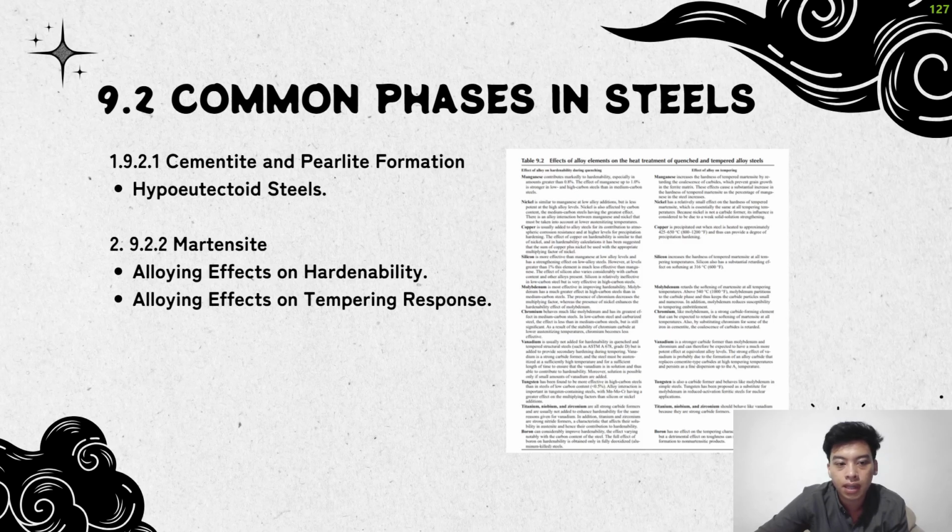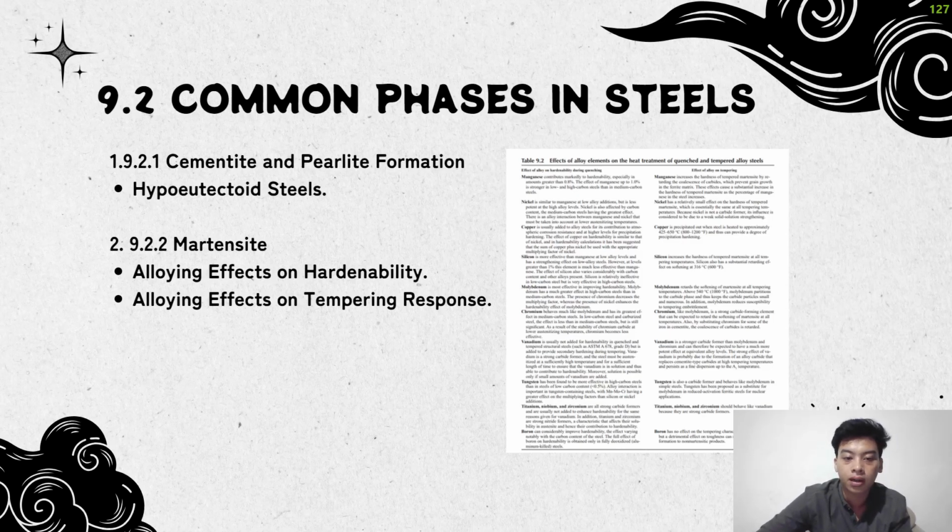Second, 9.2.2 Martensite. As noted, martensite is a metastable structure that forms during rapid cooling. Unlike the isothermal decomposition of phase constituents by diffusion, martensite is not a phase associated with thermal equilibrium.